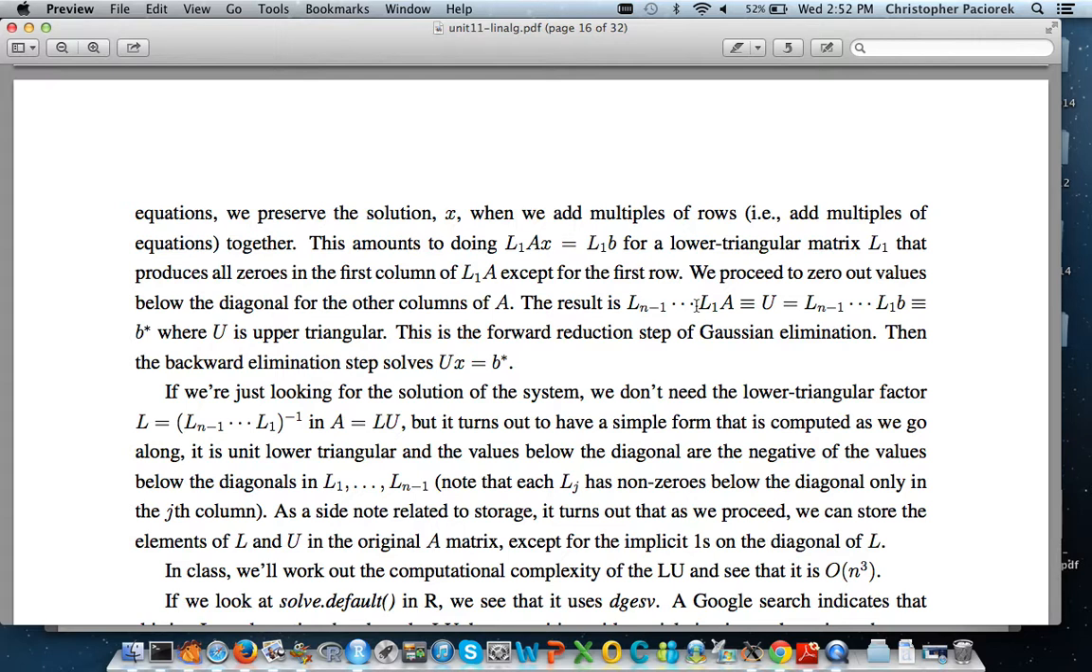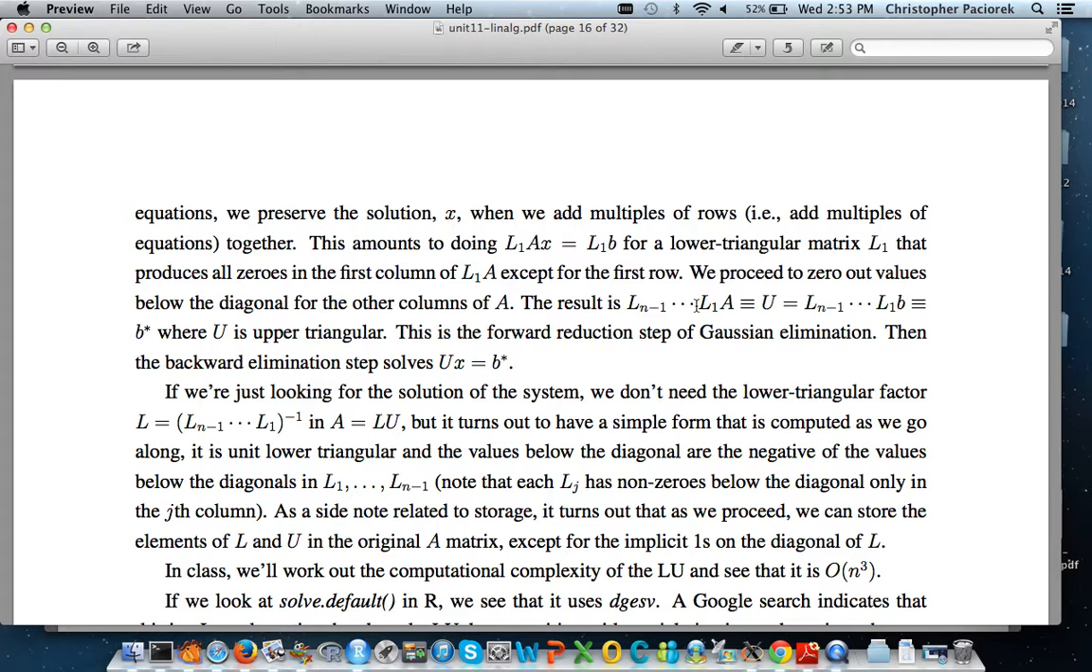It turns out that L1 is equal to 1, 0, 0, zeros, minus A21 over A11, minus A31 over A11, minus An1 over A11. And 1's on the diagonal, and 0's on the off diagonals here. Okay, so L1 amounts to the matrix that if we multiply it by A, injects these zeros into A.